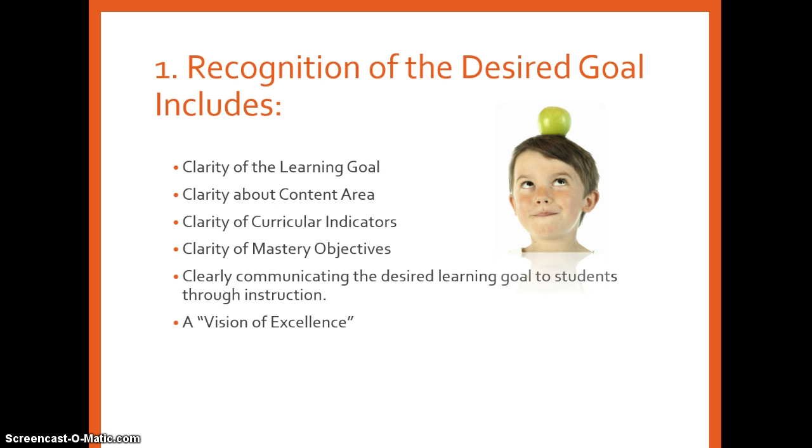Going back to our learning goal, there are ways that we can recognize what that desired goal is. There needs to be a level of clarity: clarity of the learning goal, clarity of the content area, clarity of the indicators or mastery objectives. And we're communicating this goal to students through instruction.